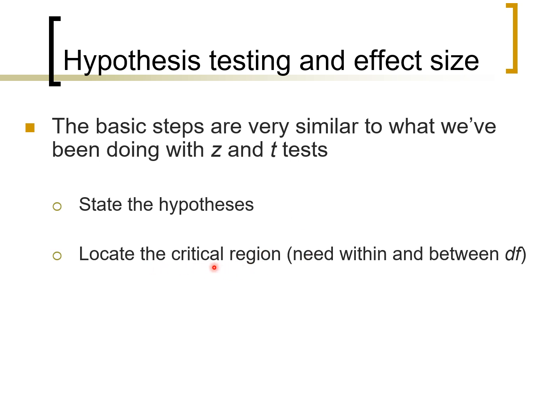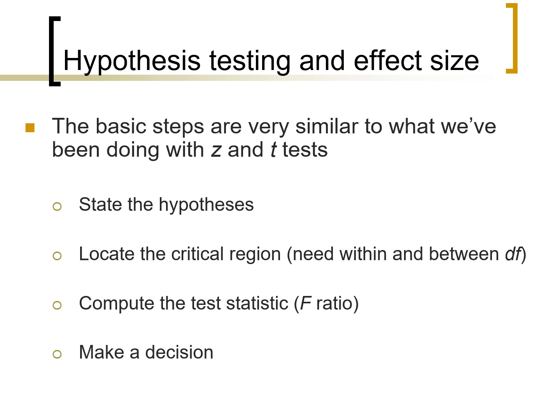We have to look at our critical region. How do we find that? Well, we need our degrees of freedom within and between, and then we can locate that critical region on our F table. Then we go through the steps to get the different pieces needed. Our source table, if we fill that in, we can get our F ratio, our mean squares between over our mean squares within, and then we make a decision.